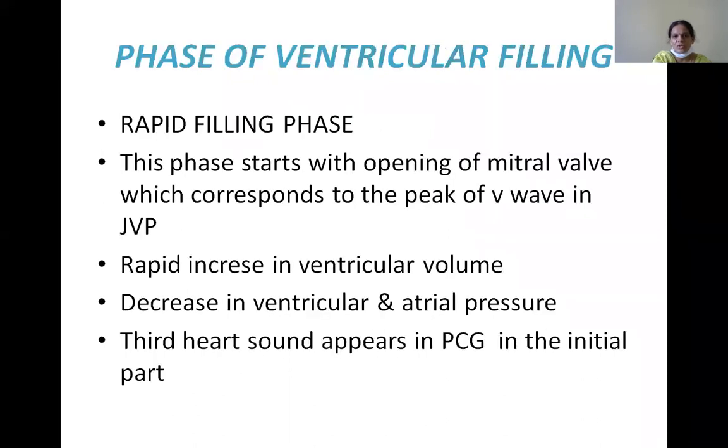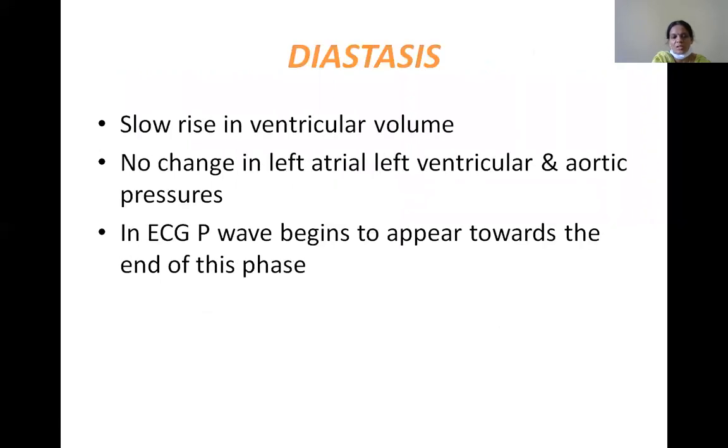Phase of ventricular filling, you have the rapid filling phase. This phase starts with the opening of mitral valve, which corresponds to the peak of V wave in JVP. Rapid increase in ventricular volume, decrease in ventricular and the atrial pressure. Third heart sound appears in phonocardiogram in the initial part. This is the diastasis, slow rise in ventricular volume, no change in the left atrial, left ventricular and the aortic pressures. In ECG, P wave begins to appear towards the end of this phase.